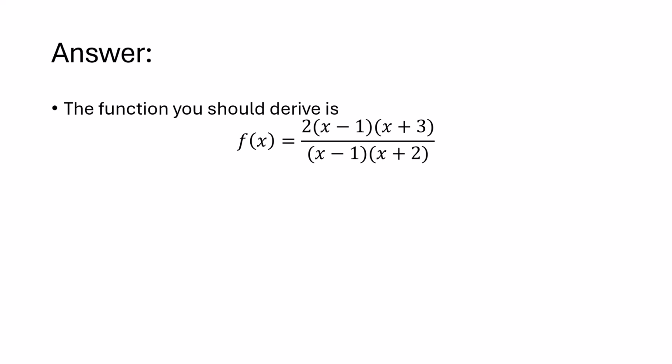Hopefully you were able to derive this function as you went through the analysis. The function should be 2 times the product of the factors x minus 1 times x plus 3 divided by the product of the factors x minus 1 times x plus 2.